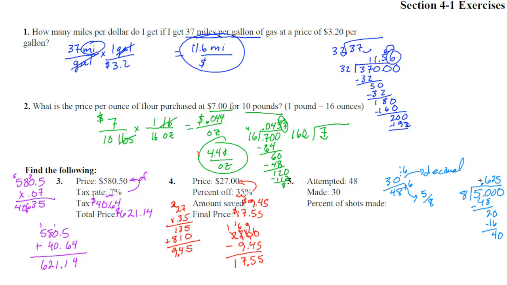Now we move it 2 places to make a percent. So 0.625. 5/8 and 0.625 are the same thing, and if we change it to a percent, that's 62.5 percent. There we go. Which would round to 63% if we were rounding to the nearest percent. Good.